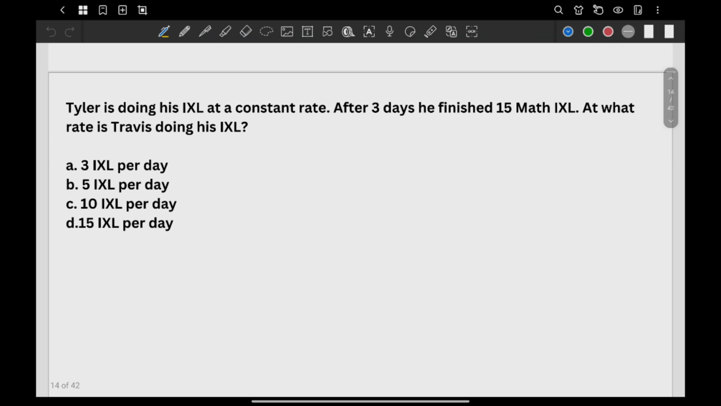Let's say Tyler is doing his IXL at a constant rate. After 3 days, he finished 15 math IXL. At what rate did Tyler do his IXL? This question is actually so simple.